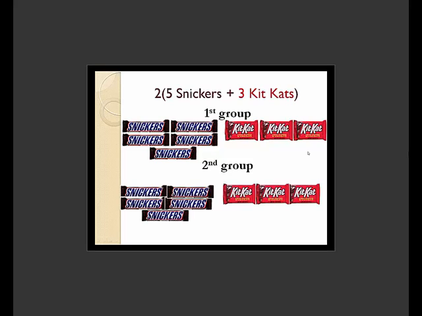Let's give a few pictures for this instead. That looks a little more delicious. So altogether, if we counted our Snickers, we would have 10 of them. And if we counted our Kit Kats, we would have 6. So 2 groups of 5 Snickers and 3 Kit Kats is exactly right: 10 Snickers and 6 Kit Kats.